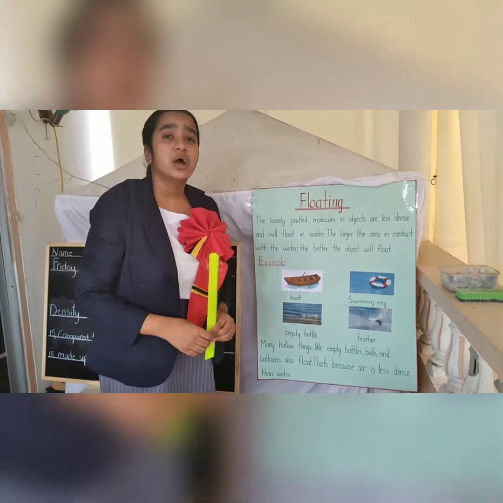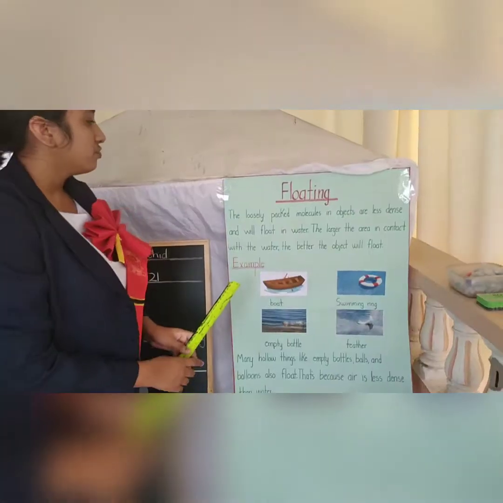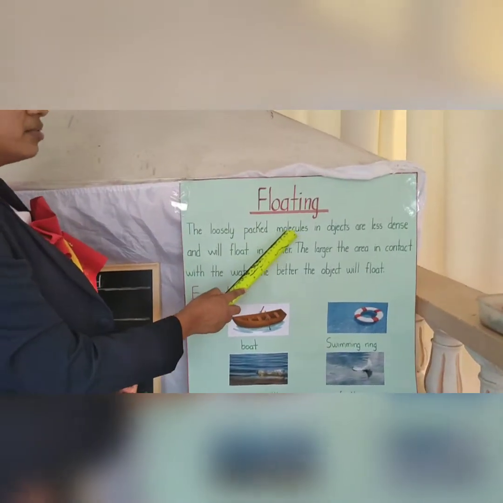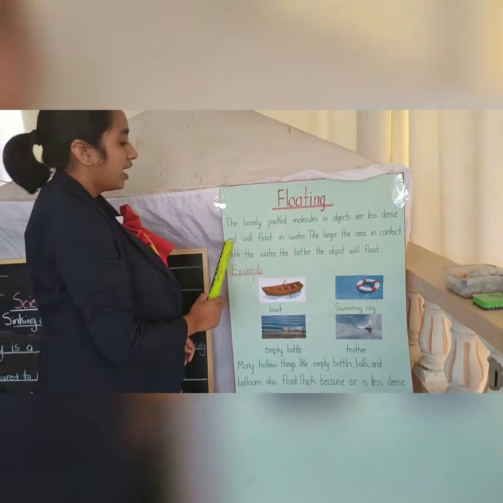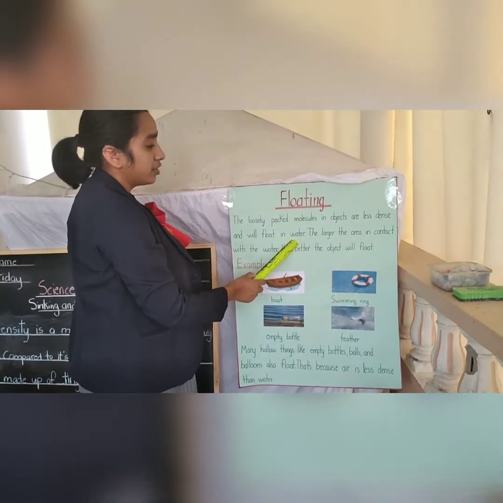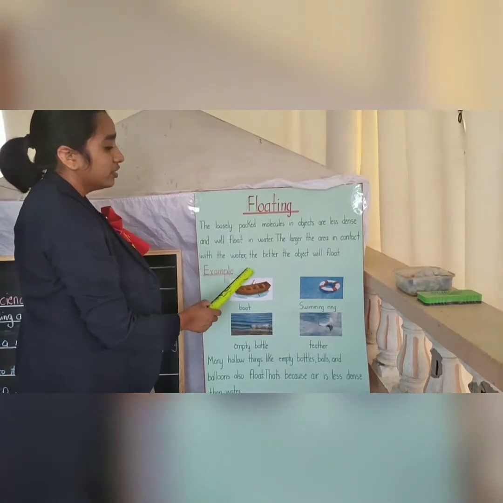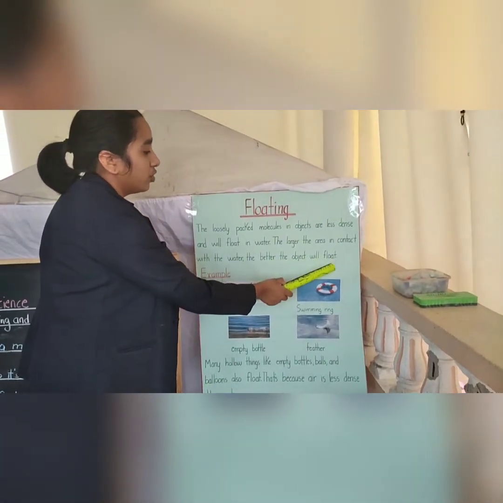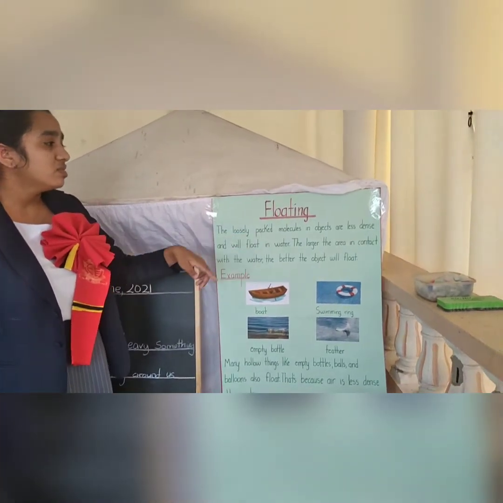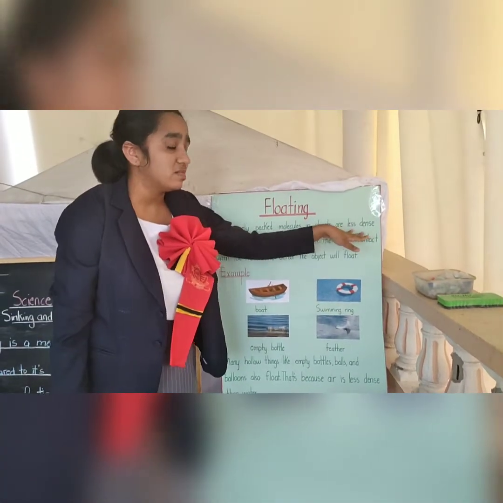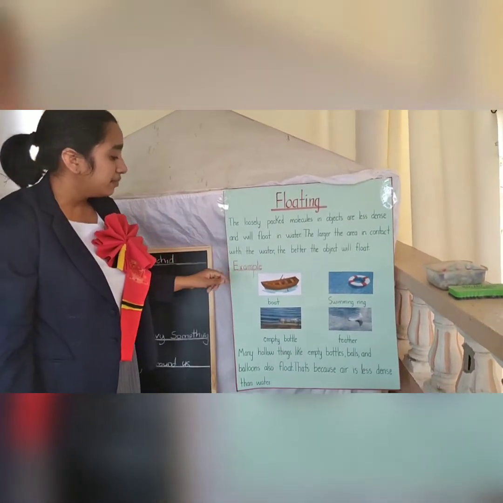Okay class, so now that we've looked at sinking, let's look at floating. Let's read. The loosely packed molecules in objects are less dense and will float in water. The larger the area in contact with the water, the better the object will float. Now in floating, we are saying that the molecules in the objects are less dense and they will float. Now let's look at some examples.